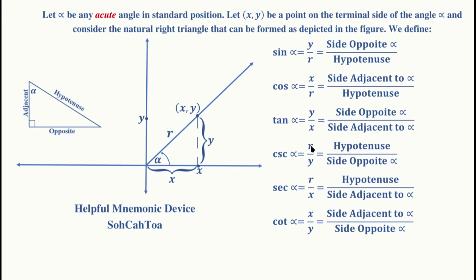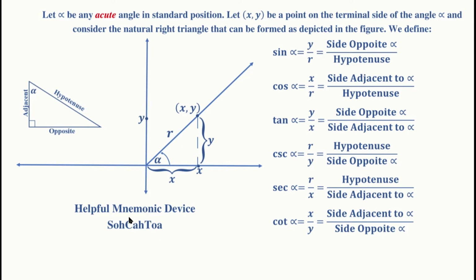Cosecant will of course just be the reciprocal of the sine, so r over y, or hypotenuse over side opposite. And the secant of alpha will be the reciprocal of the cosine, so it'll be r over x, or hypotenuse over adjacent, right? And cotangent will be the side adjacent to the side opposite. And of course, all of that will be consistent with our previous understanding as well.